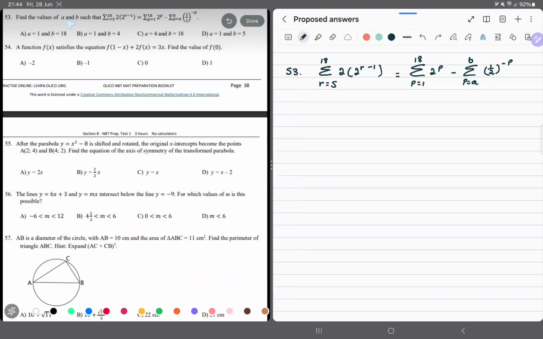So we need to find the values of A and B such that the sigma of 2 to the r minus 1 from 5 to 18 is equal to the sigma of 2 to the exponent p from 1 to 18 minus the sigma of a half to the exponent minus p from a to b. So obviously the first thing that we need to accommodate here is simplification.